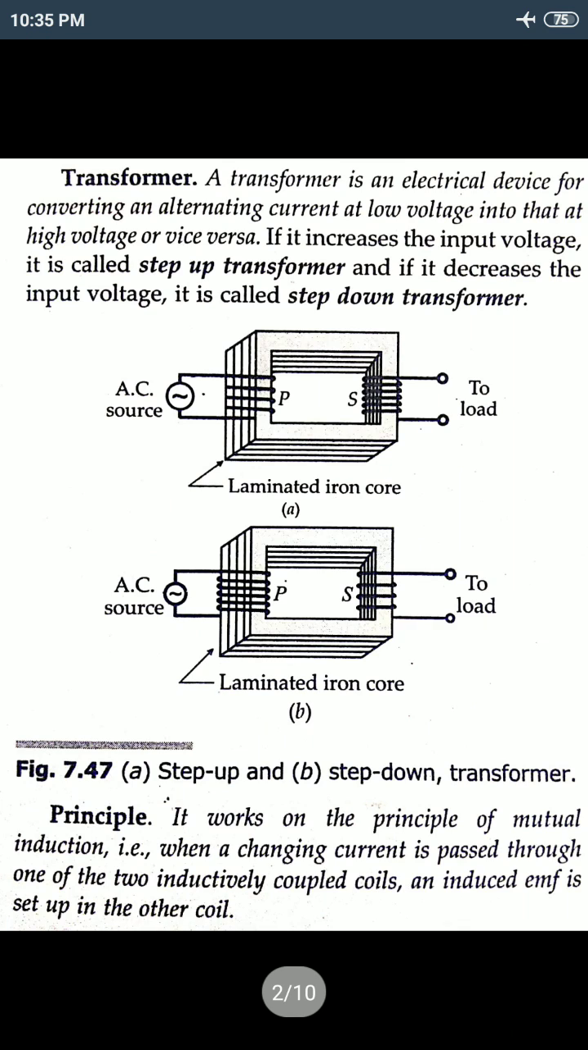Clear? Okay, next the electrical machines. You actually know these things. Again, just recall these things.